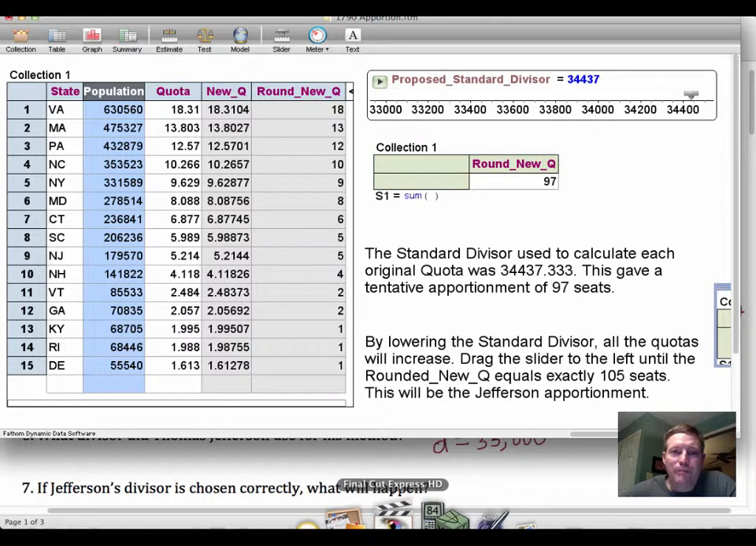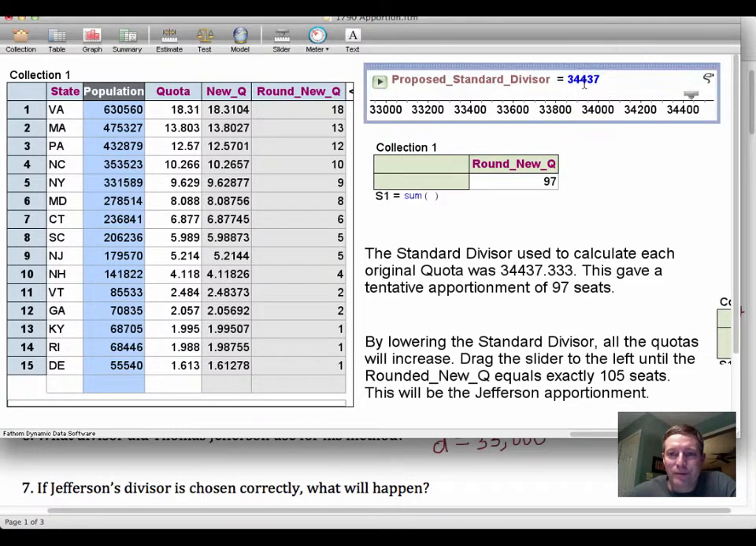But as we know, George Washington vetoed that, and so that didn't fly, and that was not the way they did the first apportionment. Thomas Jefferson came up with a different idea. His idea was change the standard divisor. And as I mentioned earlier, we wrote this down in our notes. Thomas Jefferson said, let's use 33,000 instead of 34,437.